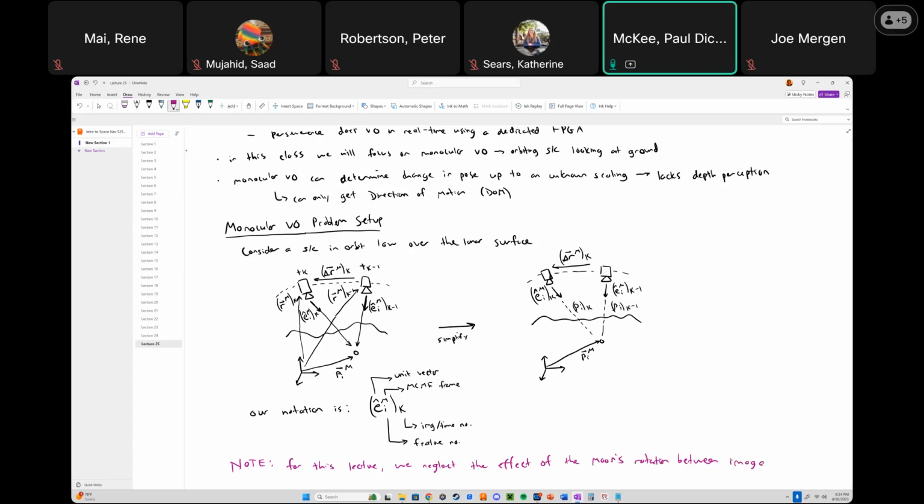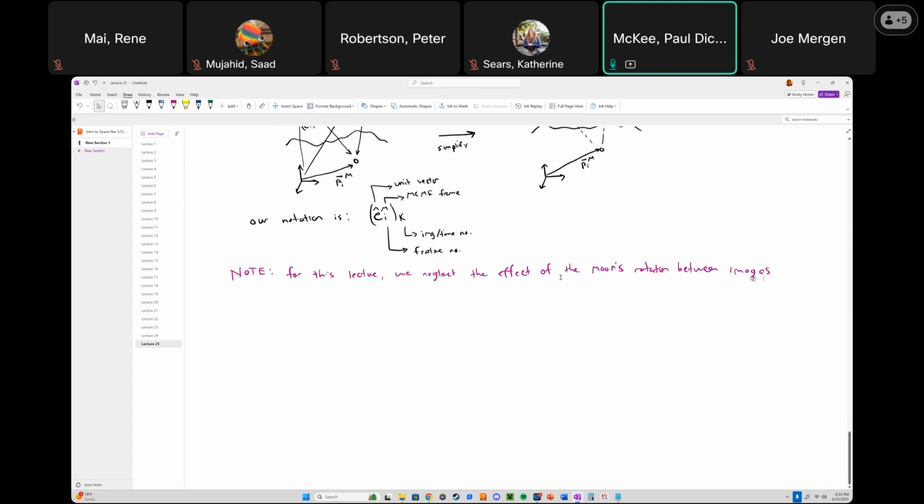Between images. I wanted to keep this derivation relatively short and sweet. Really, we would actually have additional steps to account for the fact that the moon is rotating under us as we go. Okay, so let's start our derivation by making some triangles.